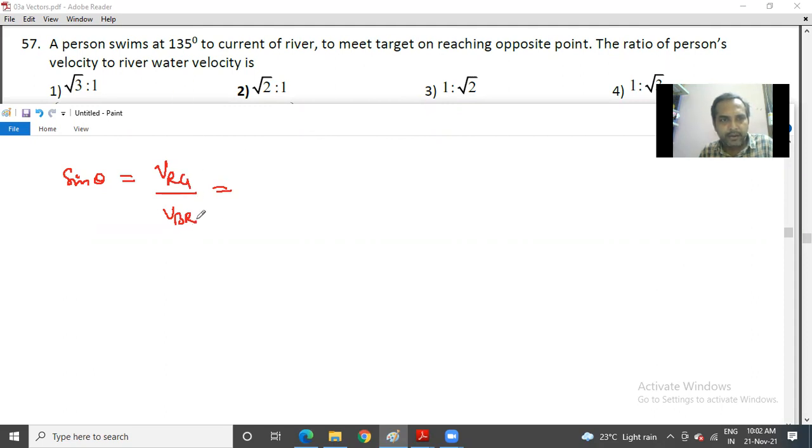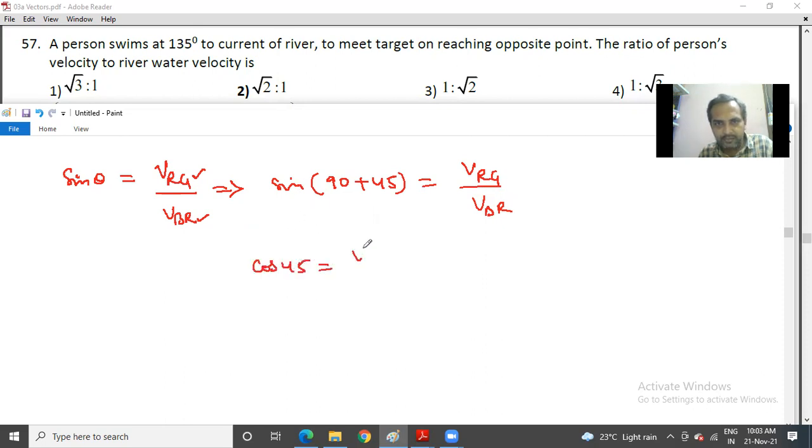So ratio of person's velocity to river velocity. So this may be person's velocity with respect to river, or boat velocity with respect to river. This is river velocity. So let us use that sine 135. Sine 135 can be written as 90 plus 45. This is VRG by VBR. So sine 90 cos 45 plus cos 90 sine 45. So therefore, the second part of this does not exist. So cos 45 is equal to VRG by VBR.